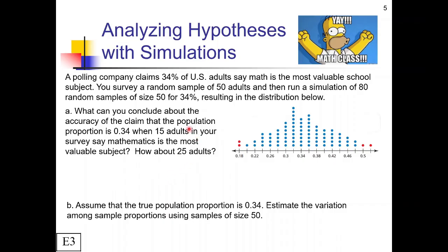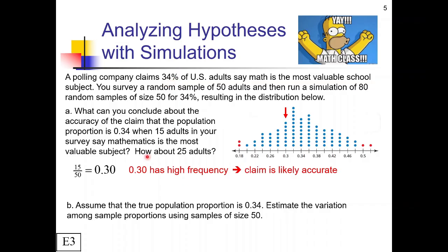All right, so let's find our proportion for 15 here. 15 over 50 is giving us a proportion of 0.3. Looking that up in our table, that's right here, we see that there's a relatively high frequency of times that our simulator came up with 0.3. So that means that the claim is likely to be accurate. This 34% might actually be true.